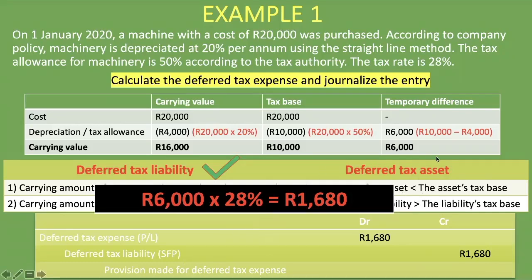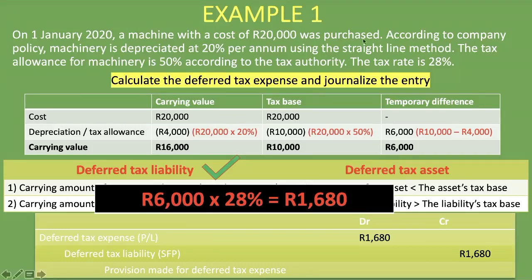But let's use logic here. Why is it a deferred tax liability? Well, because our accounting profits based on this information is higher than taxable profits. And why is that the case? Well, because our depreciation amount is less than the tax allowance. So if our depreciation amount is smaller, that means we expect to pay more taxes because depreciation is an expense. The smaller the expenses that we have, the higher the taxation that we are paying.